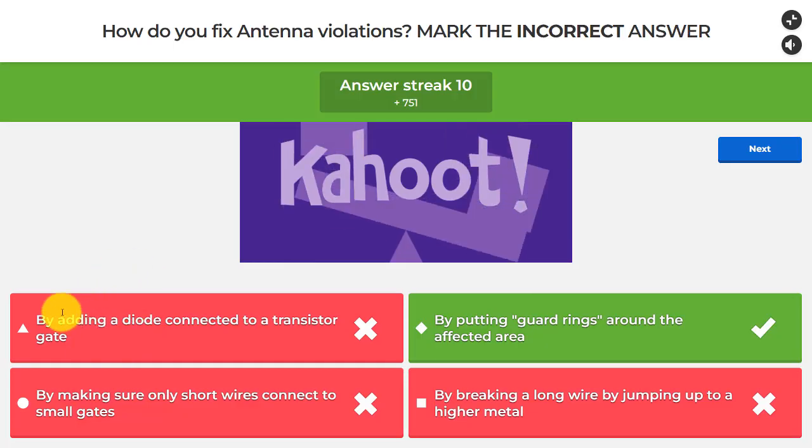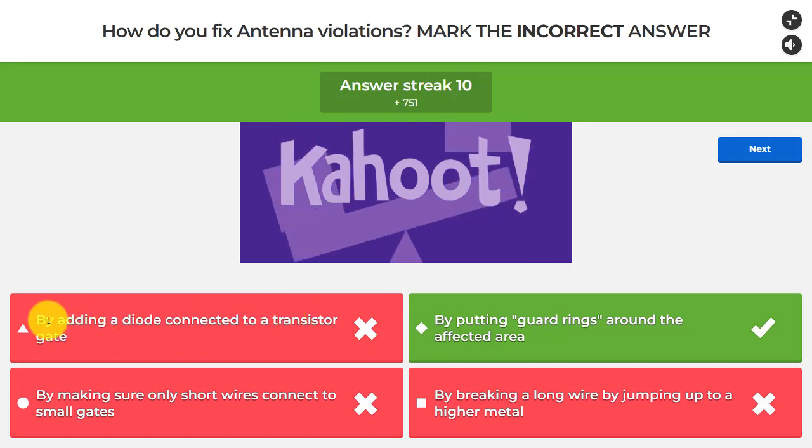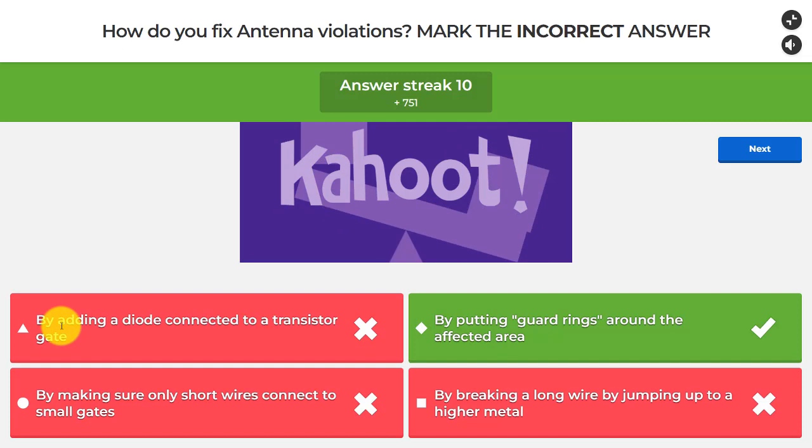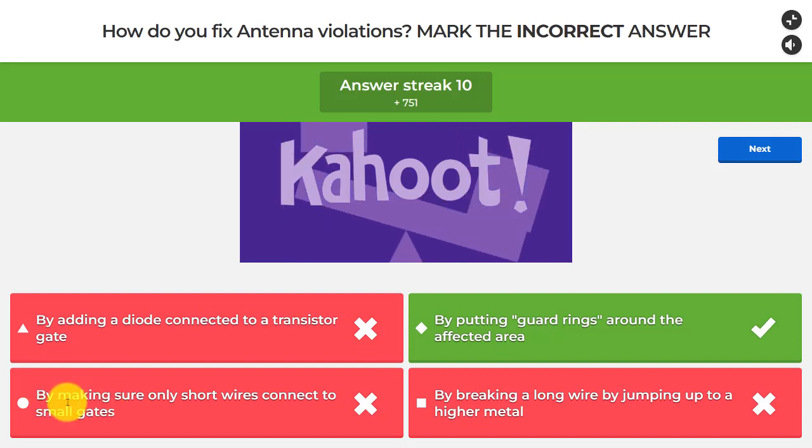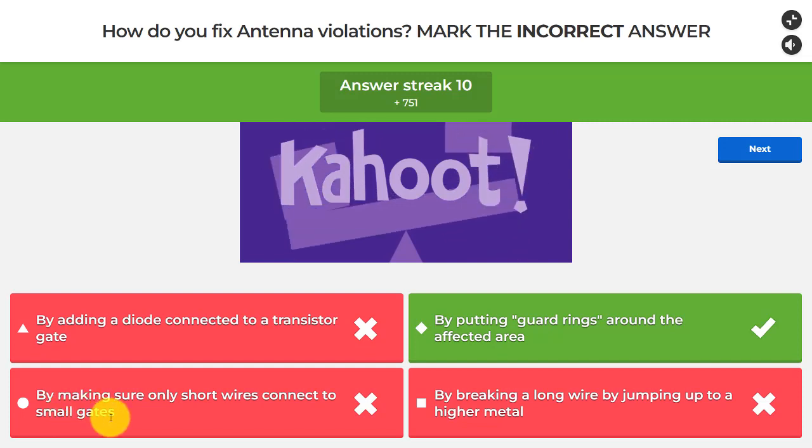So going back to the Kahoot, adding a diode connected to a transistor gate, these are the antenna diodes. They're a standard cell that we have in our library, and that's one thing we can do. Making sure only short wires connect to the small gates is actually the check that we do. Our DRC run will check that there are no long wires connected to gates during a certain stage of the process, and then we will make sure we don't have antenna problems.